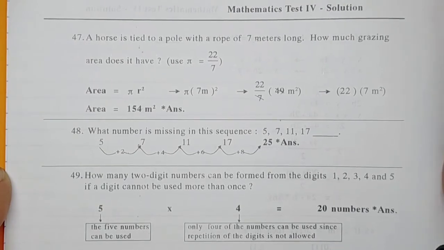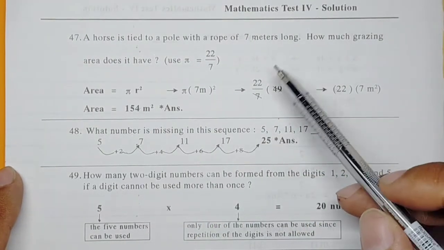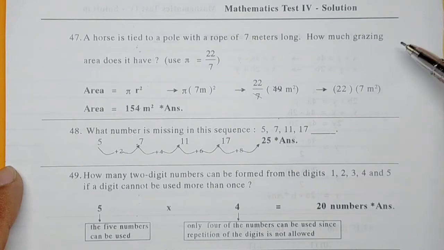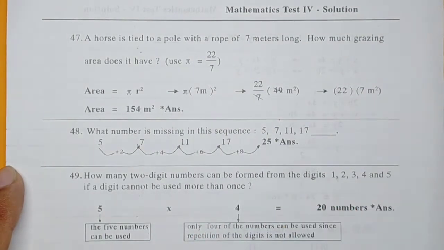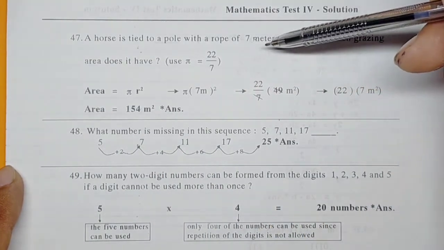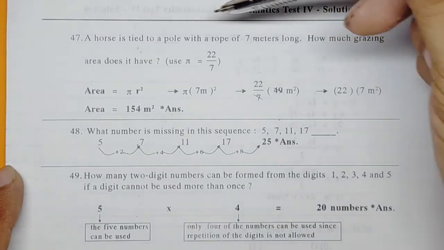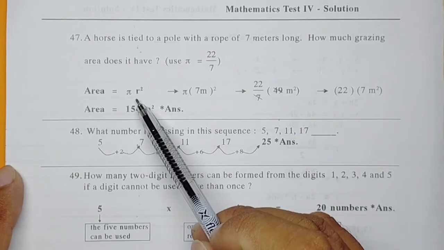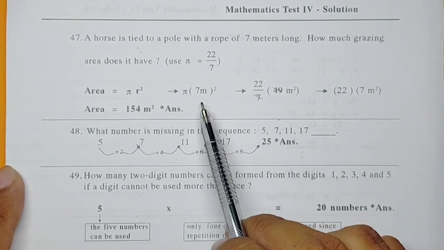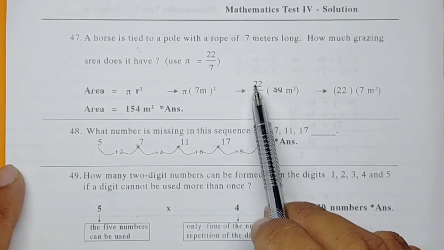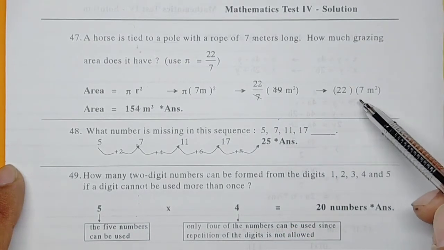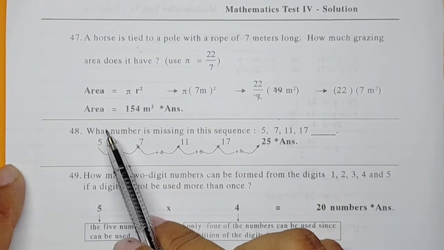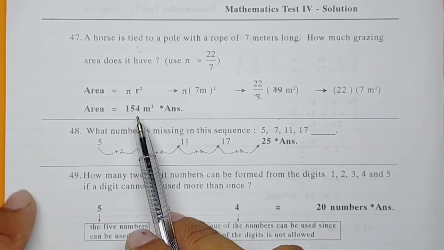A horse is tied to a pole with a rope 7 meters long. How much grazing area does it have? Use pi equal to 22 over 7. When we say grazing, the animal is circling around, okay? So area is equal to pi r squared, that's the area of a circle. Equals pi times 7 meters squared, so 22 over 7 times 49 meters squared, which is 22 times 7 meters squared. So the area it can graze is 154 square meters.